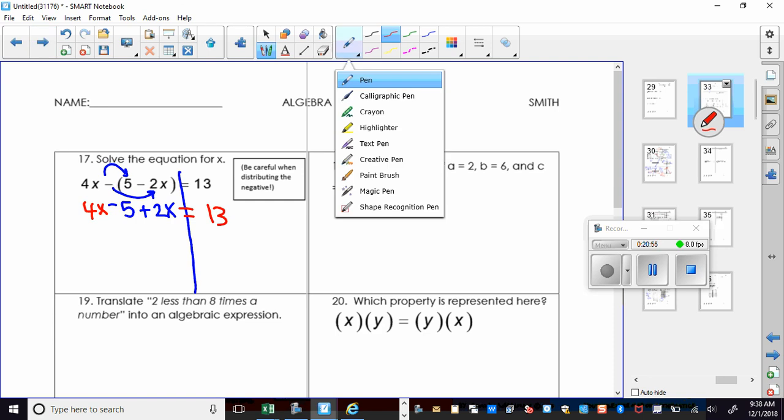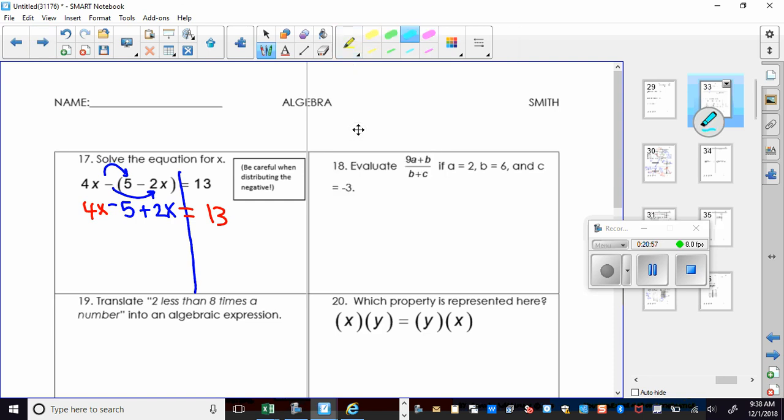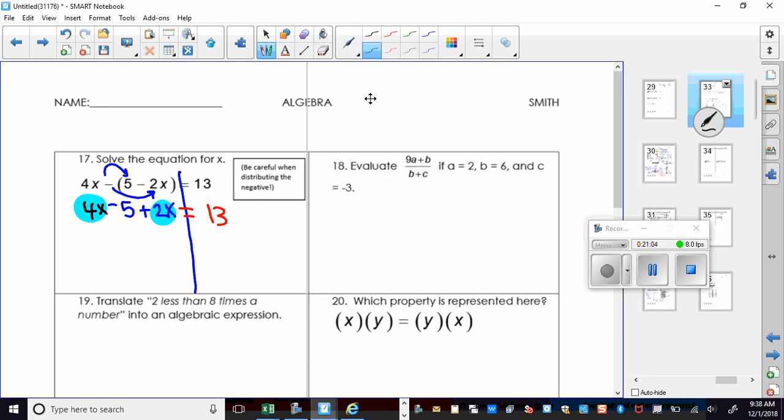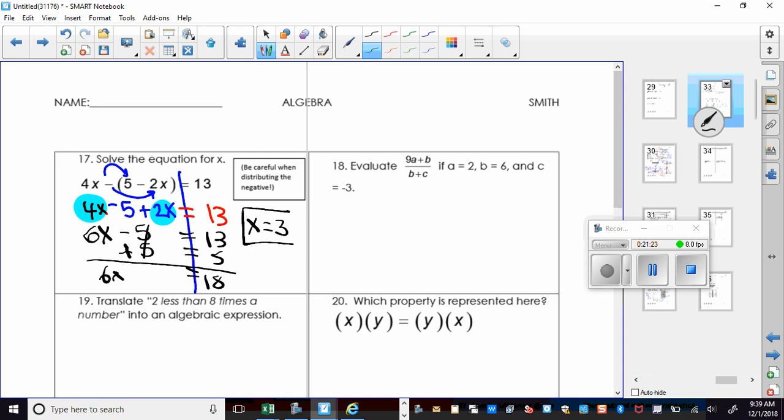And then I combine, I add or subtract my like terms. Here, my like terms are 4x and 2x's, so 6x's in all, minus 5 equals 13. Add 5 on both sides, and I get 6x equals 18. Divide both sides by 6, and x equals 3. This is a one solution type of problem.